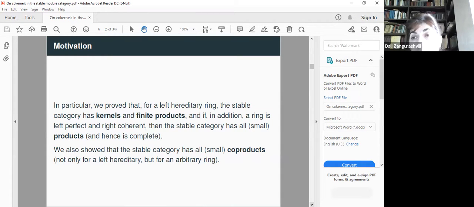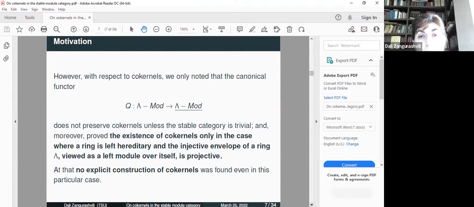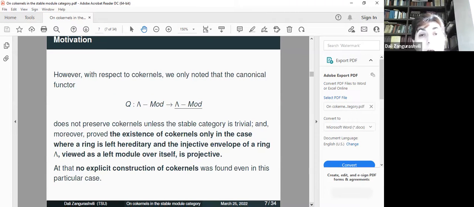And so now arises the question, what about the cokernels? And with respect to cokernels, we unfortunately did not make much progress. Actually, we did only two things. First, we noted that the canonical functor does not preserve cokernels unless the stable category is trivial. This is a very easily verified fact. I call it just an observation.